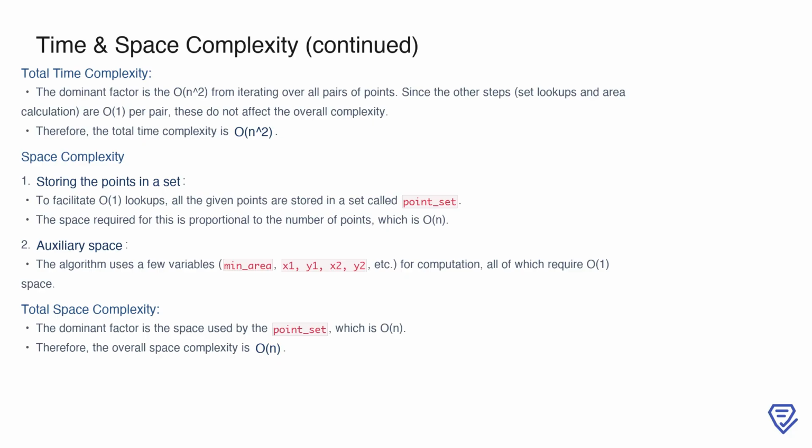Moving on to space complexity, the algorithm uses a set to store all the points for efficient O(1) lookups. The space required for this is proportional to the number of points, which is O(n). Additionally, a few auxiliary variables are used, such as for tracking the minimum area or the coordinates of points, but these require constant space, O(1). Therefore, the dominant factor in space complexity is the set of points, leading to an overall space complexity of O(n).